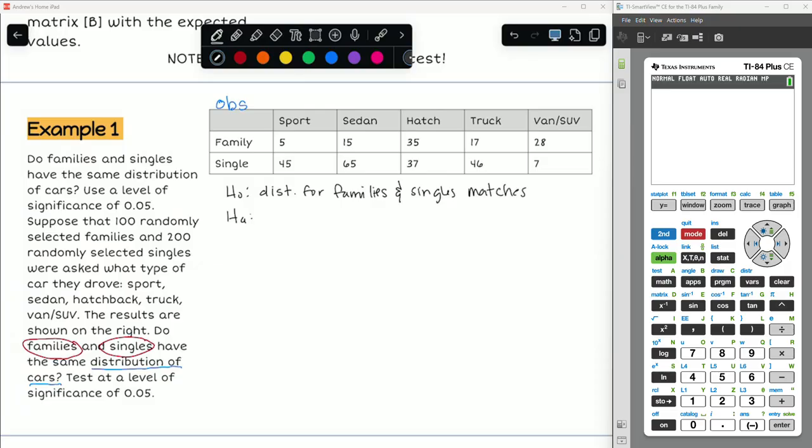And then my alternative is the distribution for those two groups do not match.